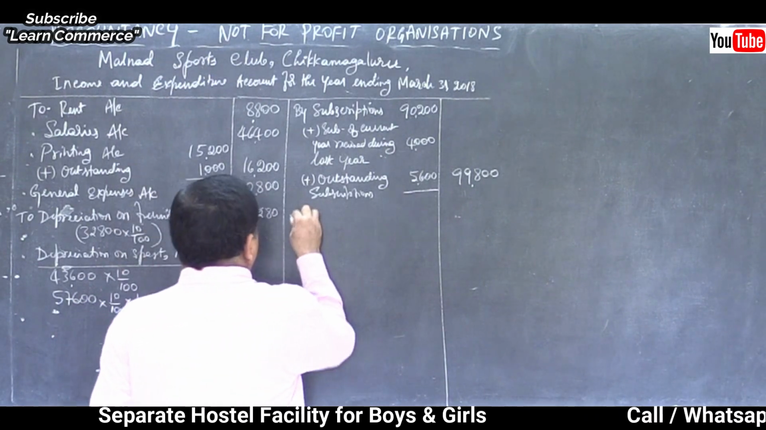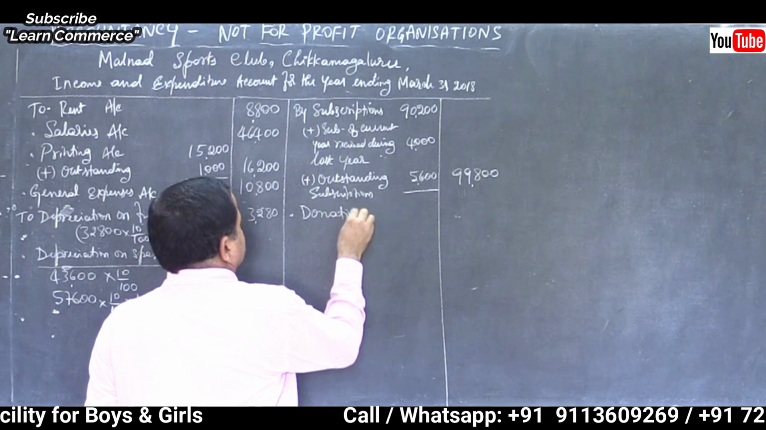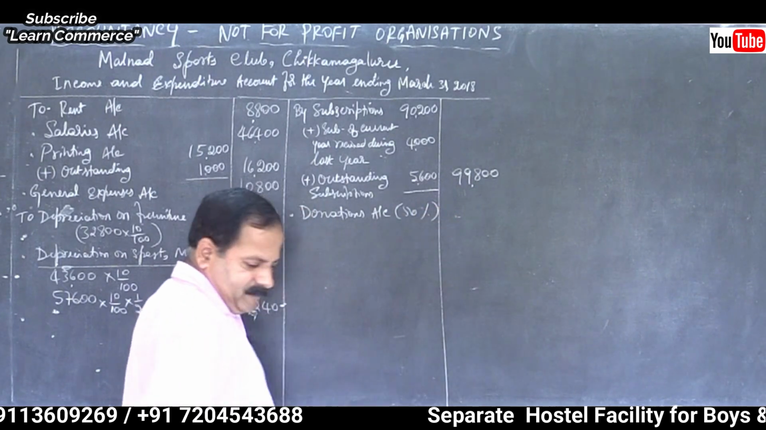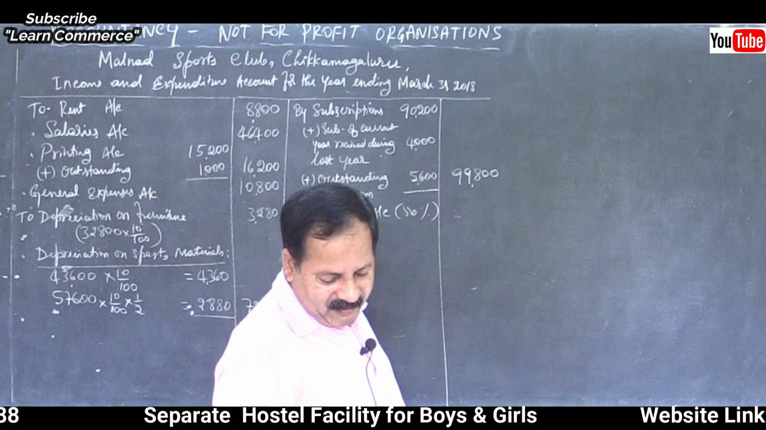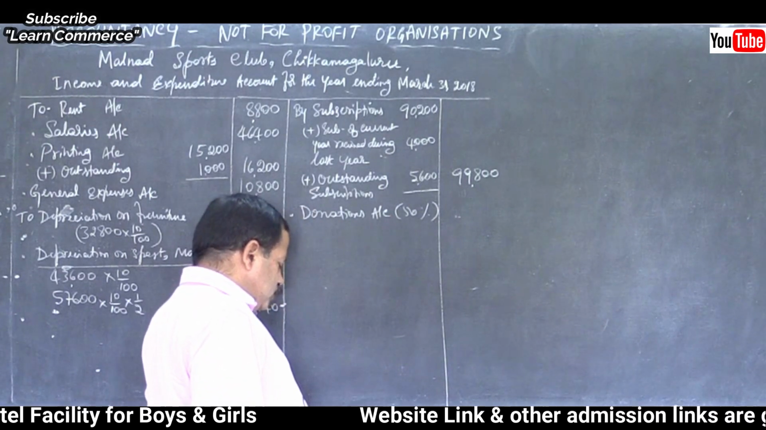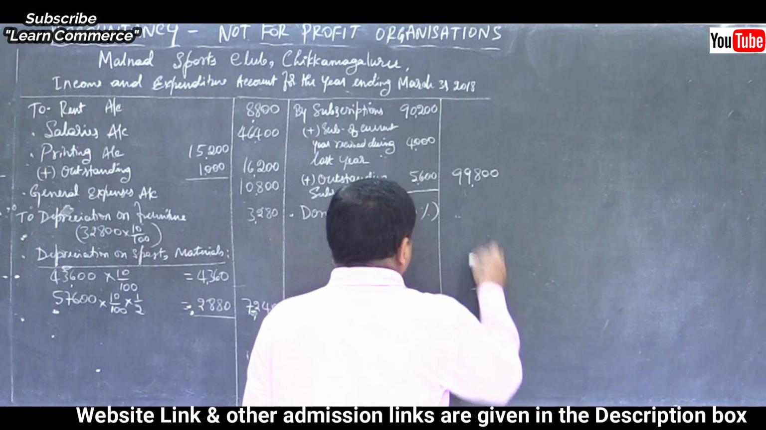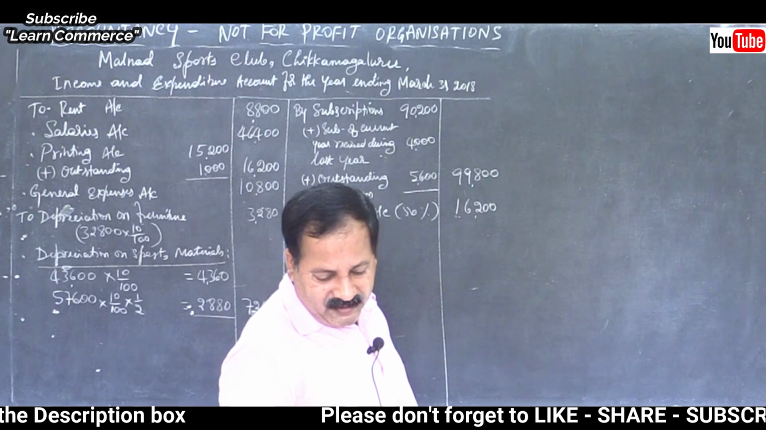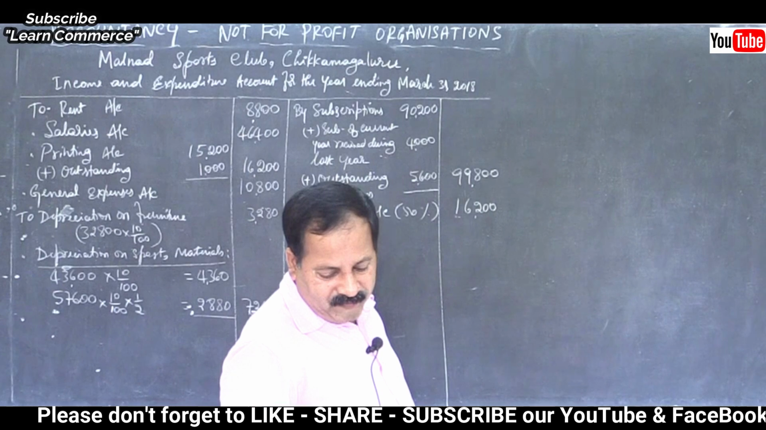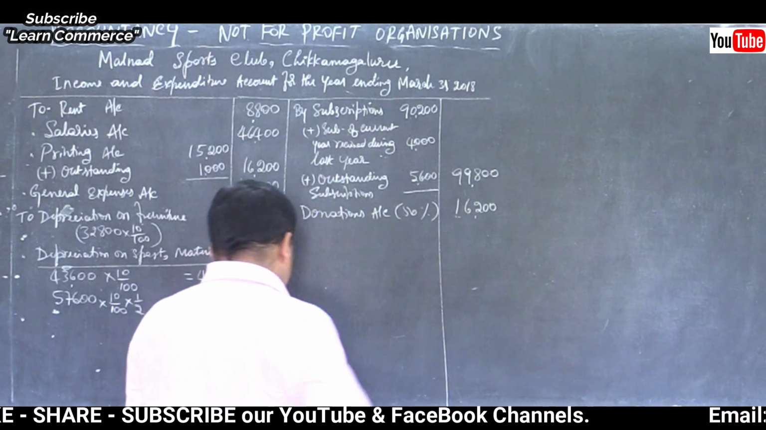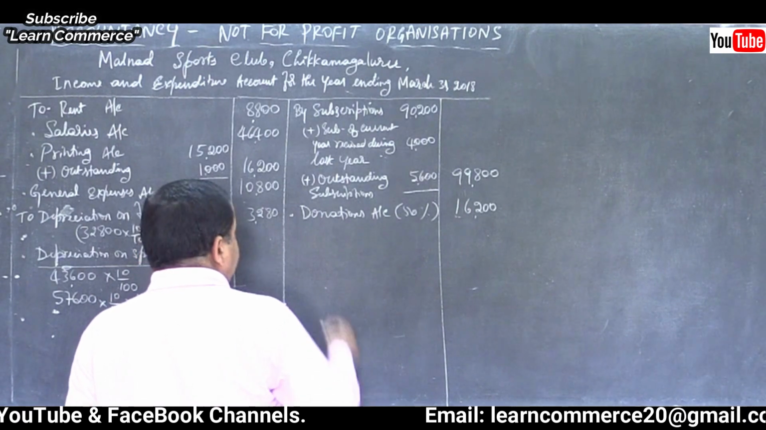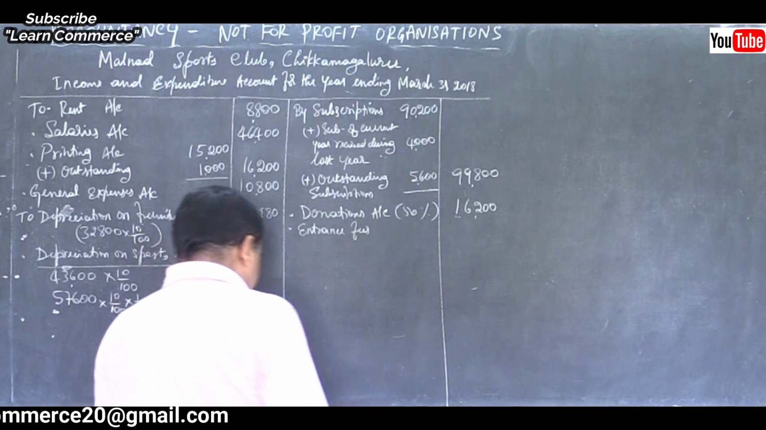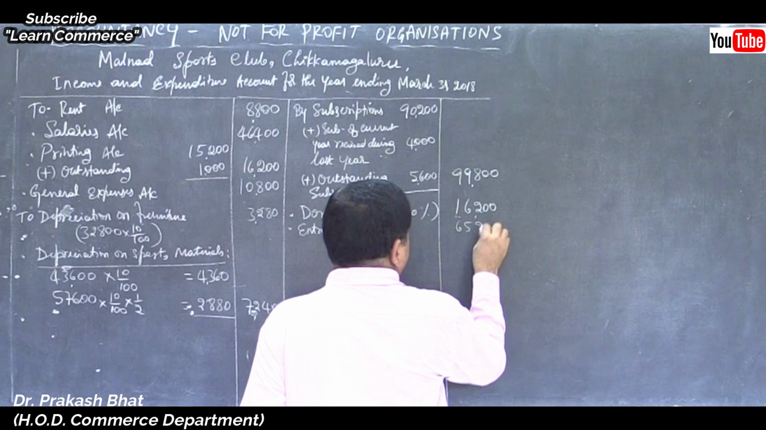Then by donations 50%, right? Donations 50%. Is it? 50% donations are to be capitalized. Yes, it is. So it will be 16,200. 32,400 is the amount of donations given in the problem, so 16,200 is 50%. Then entrance fees. Nothing is mentioned in the problem, so 65,200 is to be treated as revenue.